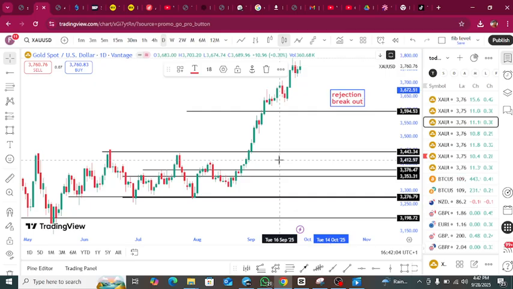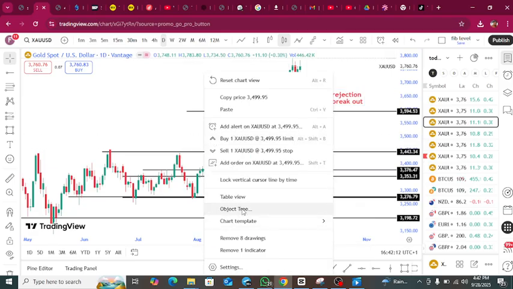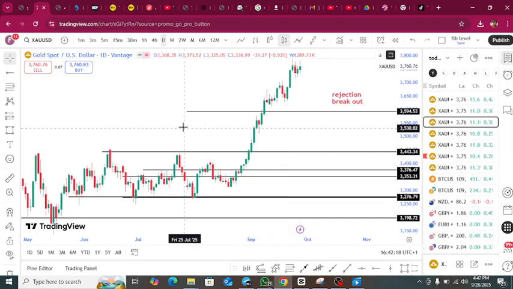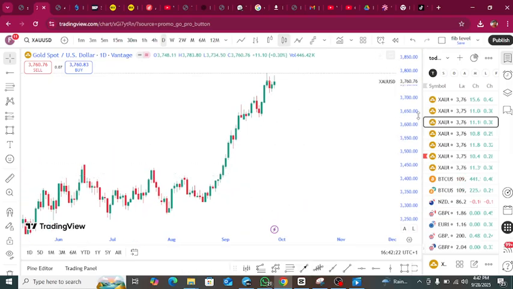Alright, let's dive in. First of all, like I said, key levels have only two functions: rejection or breakout. So I'm going to show you how it works. Let me remove all this at first.